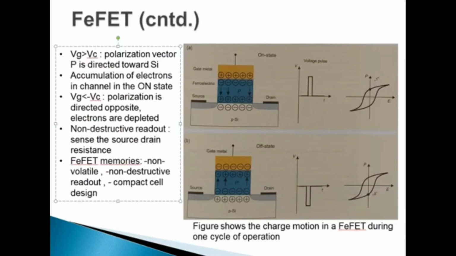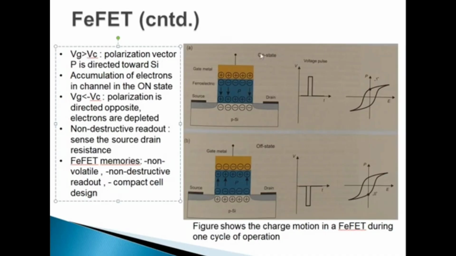The figure shows the charge motion in a ferroelectric field effect transistor during one cycle of operation. When the gate voltage is greater than the capacitor voltage, the polarization vector P is directed towards silicon. Then there is accumulation of electrons in the N channel in the on state. But when Vg is less than Vc, the capacitor voltage, the polarization is directly opposite and the electrons are depleted in the channel region. Non-destructive readout senses the source-drain resistance. Ferroelectric field effect memories are non-volatile, with non-destructive readout and a compact cell design.